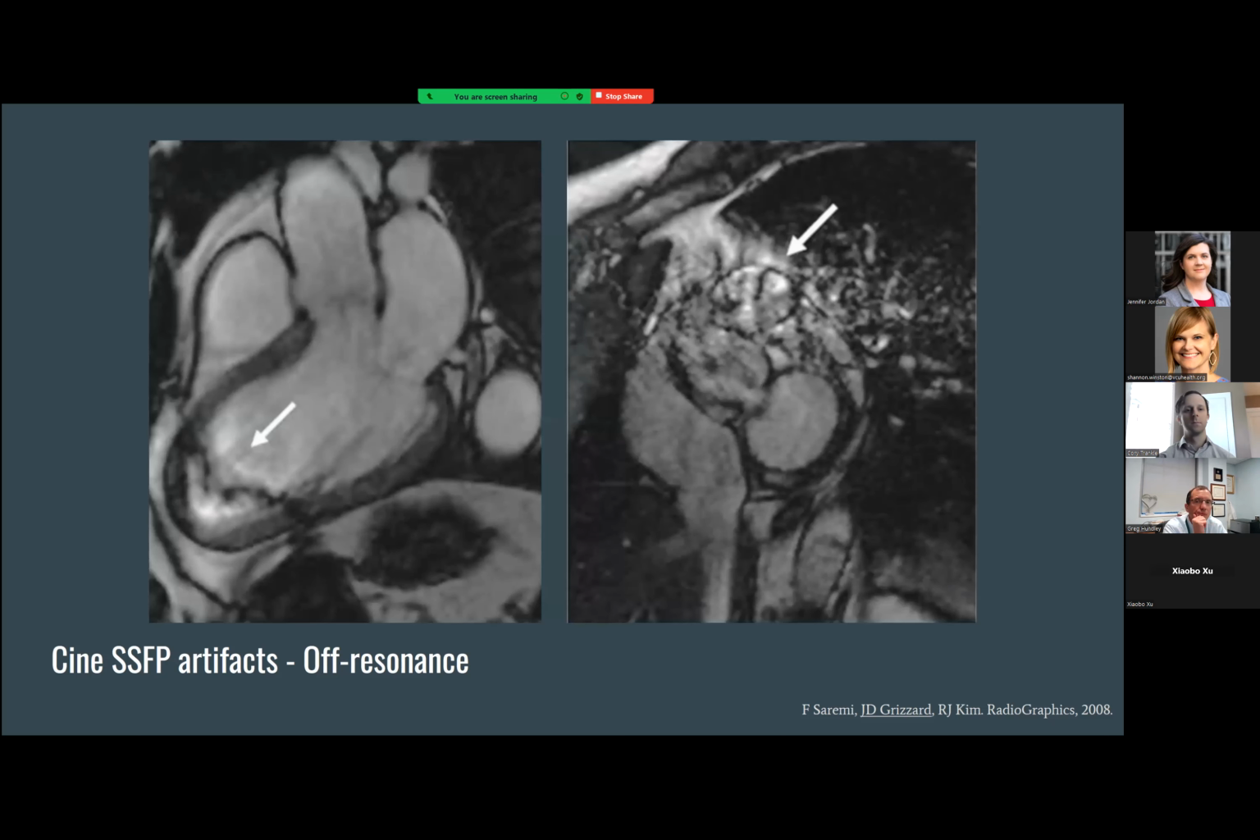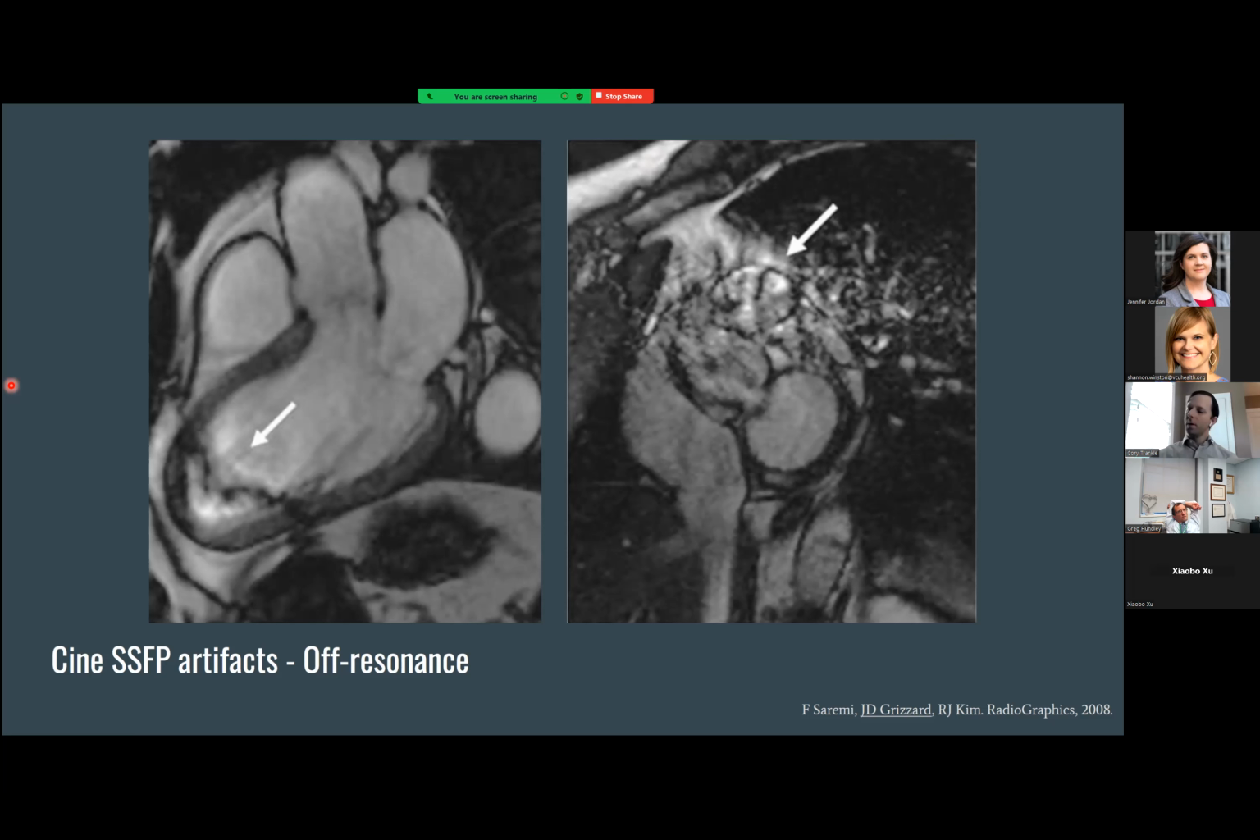Here's another example, just looking at some different views. So in this case, on the left-hand side, this artifact is causing some image degradation. And we see the black line here, followed by some hyperintensity on both sides. That's related to the shifting of signal between those pixels here. And on the right-hand image, we have another example where the off resonance is really starting to degrade parts of the anatomy we may be looking at.